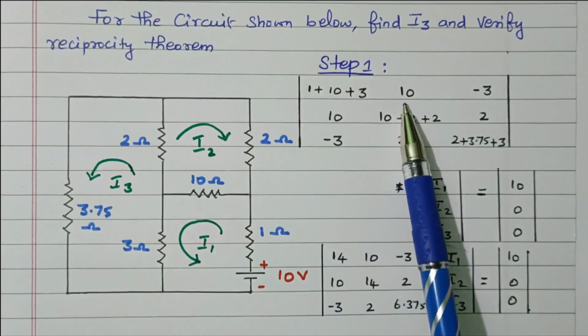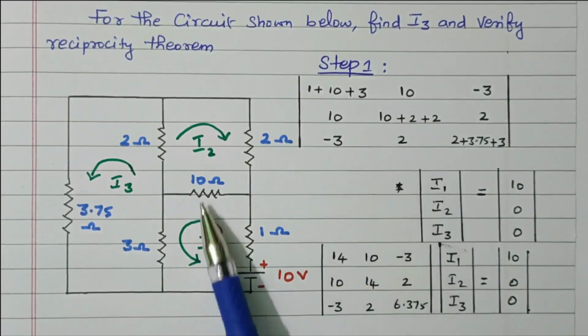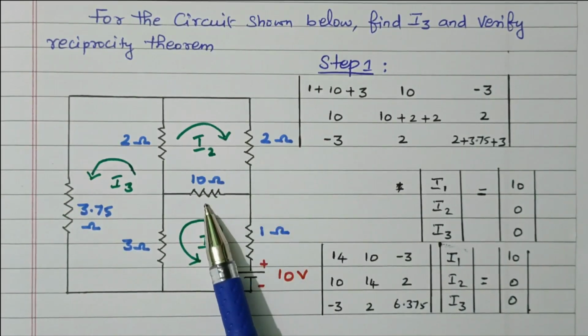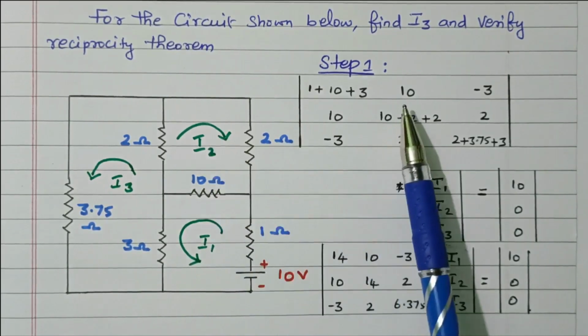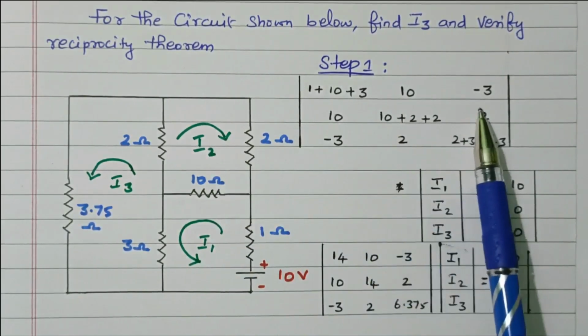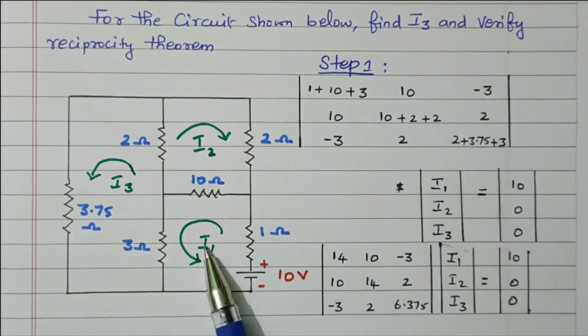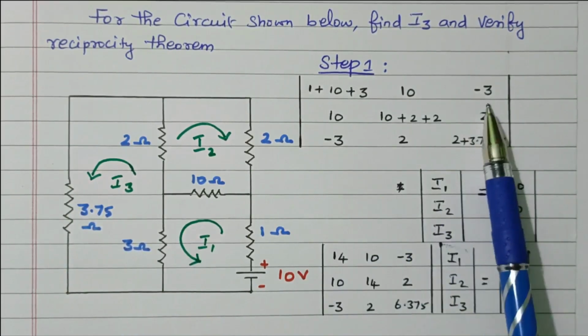What is this R12? The resistance commonly available between loop 1 and loop 2. So between loop 1 and loop 2, the 10 ohm is commonly connected. So that is 10. What is this R13? The resistor commonly available between the first loop and the third loop. So this 3 ohm is connected between loop 1 and loop 3, so this is minus 3, right?